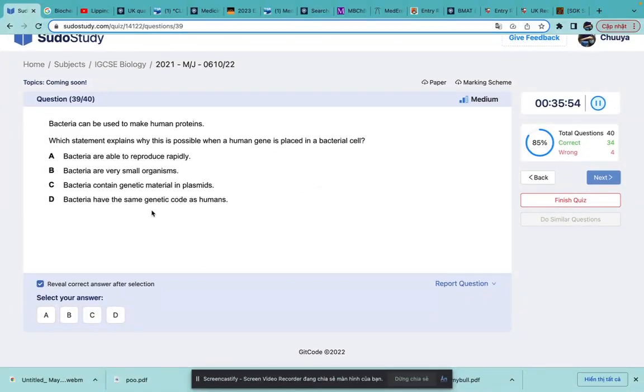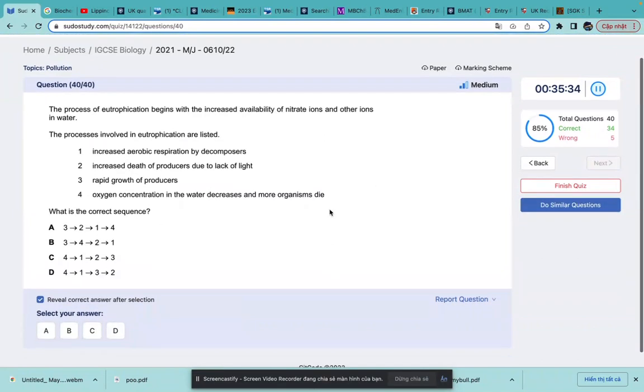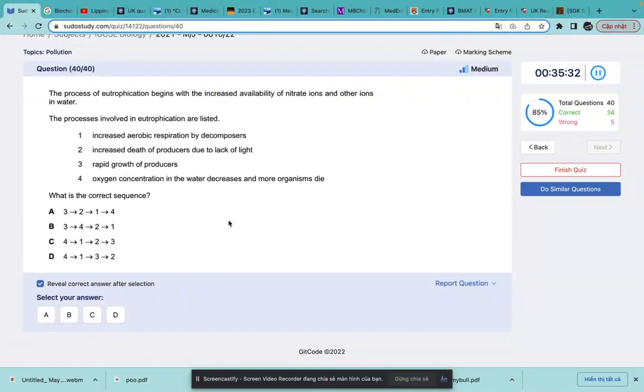A human gene is placed in a bacterial cell because they reproduce very rapidly. Same genetic code. Oh, they do. They do have the same genetic code as humans. More organisms die, so number 4 should be the last one. So it should be A, and we got 88%.